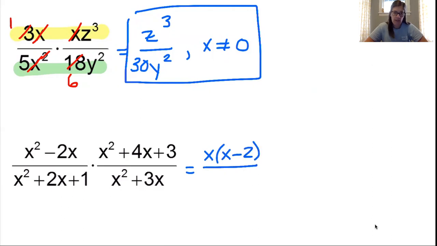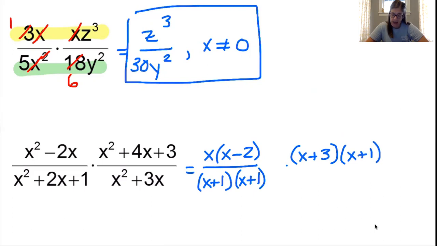Can I factor the denominator, x squared plus 2x plus 1? Yes, that will be x plus 1 times x plus 1, or you could write that as x plus 1 squared. Okay, move on to the second fraction, x squared plus 4x plus 3. That's going to factor to be x plus 3, x plus 1. And then in the denominator, x squared plus 3x, they both share a common factor of x. Take that out of both, so then we're left with x plus 3.